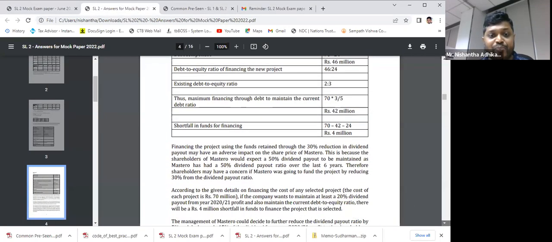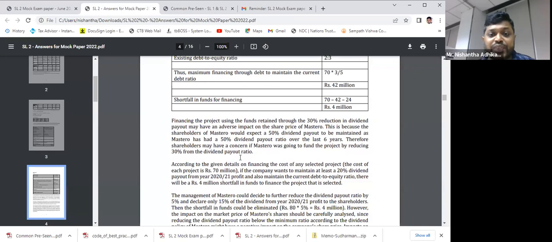Now, as I have mentioned, a 30% reduction in dividend payout will impact the share prices. That is our main concern, right? Now, if you want to maintain the same debt to equity ratio, the 4 million is a small amount, right? Then there's no mandatory bond to pay, but it will be going against your dividend policy.